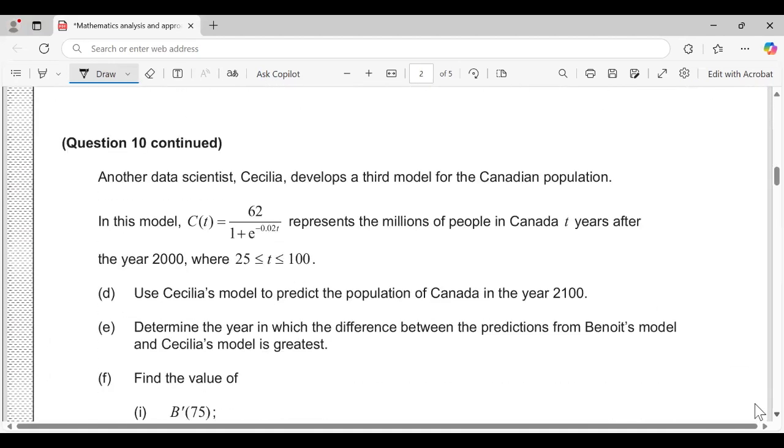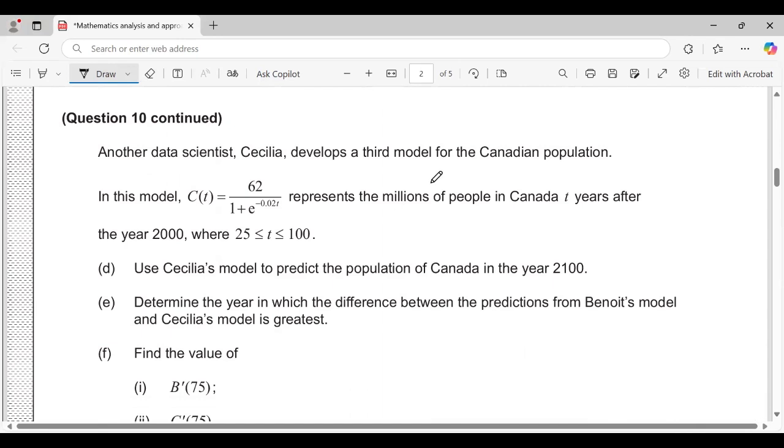Another data scientist, Cecilia, develops a third model for Canadian population. In this model, C(t) equals 62 over 1 plus e to the power minus 0.02t, which represents the millions of people in Canada t years after the year 2000. Benoit uses Cecilia's model to predict the population of Canada in the year 2100.